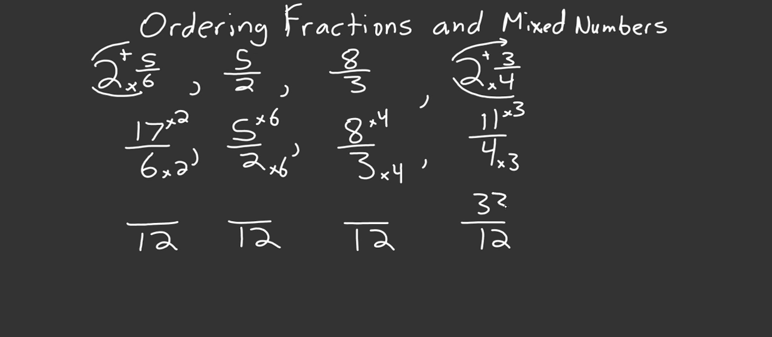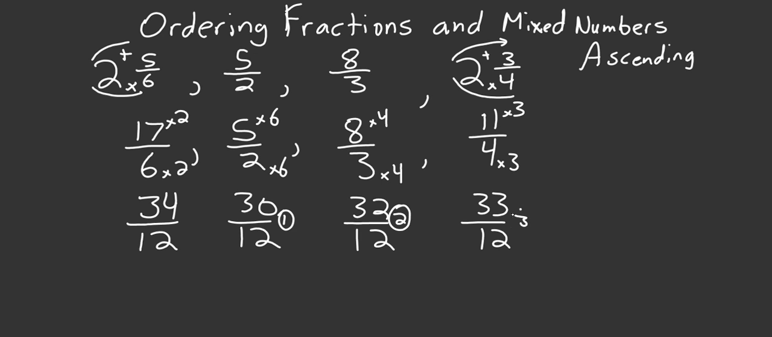Well, 11 times 3 is 33, 8 times 4 gives me 32, 5 times 6 gives me 30, and 17 times 2, well 10 times 2 is 20, 7 times 2 is 14, so add those together, that would give me 34/12. So, I'm going to tell you, let's put these in ascending order. So that means from least to greatest. So my least is 30, second is 32, 33, and 34.